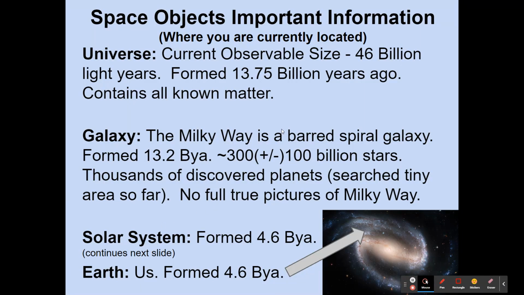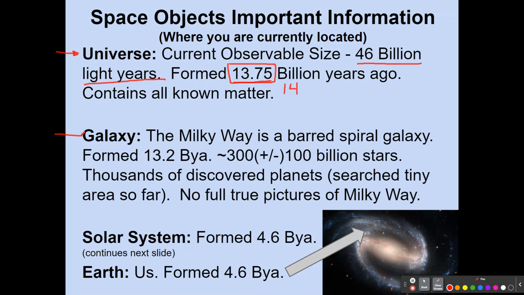So here's my space objects important information size. Let's take a look at what we got. We really start off with our universe, and these are numbers that you actually need to know. They're not written anywhere in your reference table, so you do need to memorize these ones. Our universe, the currently observable size is roughly about 46 billion light years across. It formed about 13.75 billion years ago. That's the one that you need to know. If you want, you can round that to 14 if it makes it an easier number for you to memorize. Go for it, and it contains all known matter.